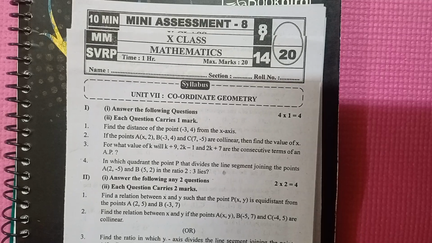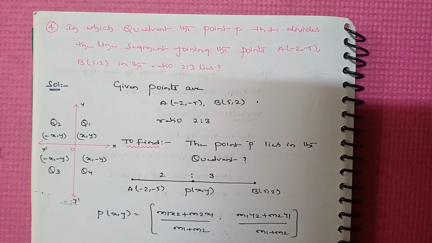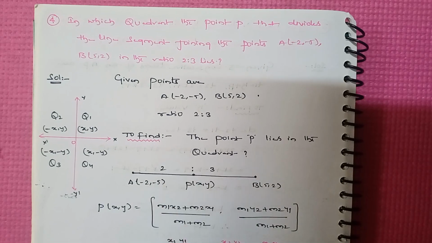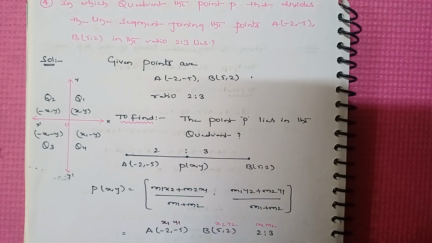So what is given? In which quadrant the point P that divides the line segment joining the points A (2, -5), B (5, 2) in the ratio 2:3 lies? Okay, let's start. So first take down the given points, guys. A (-2, -5) and B (5, 2) and the ratio is 2:3. We need to find in which quadrant the point P lies.